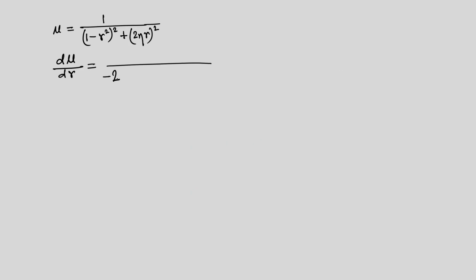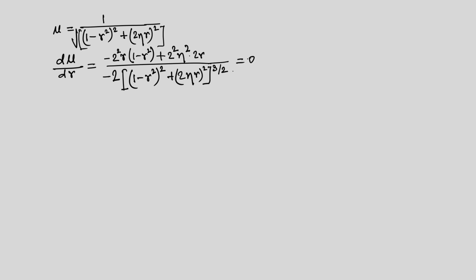So, it is minus 2 within bracket 1 minus R square whole square, then plus twice eta R whole square to the power 3 by 2, and then minus 2 square R times 1 minus R square plus 2 square, then eta square, then twice R. This is equal to 0.